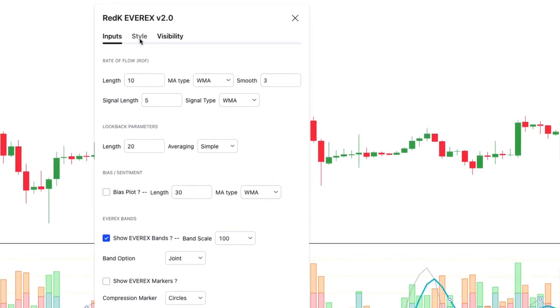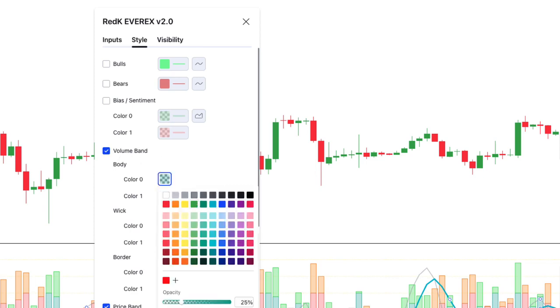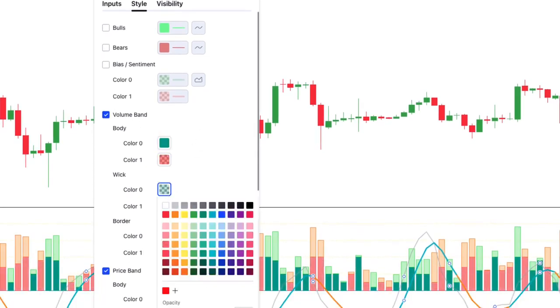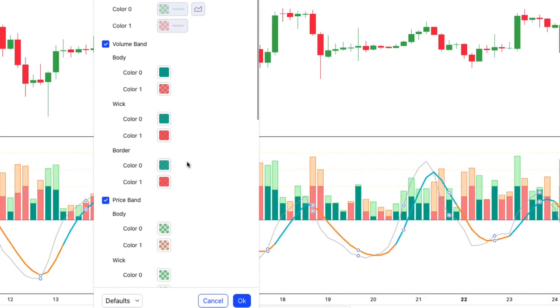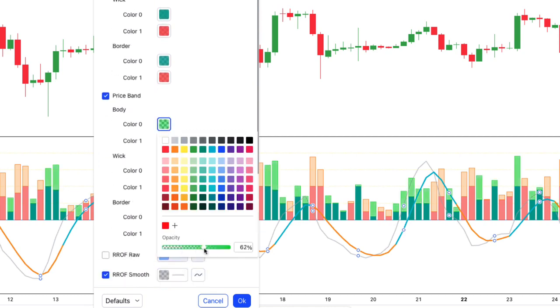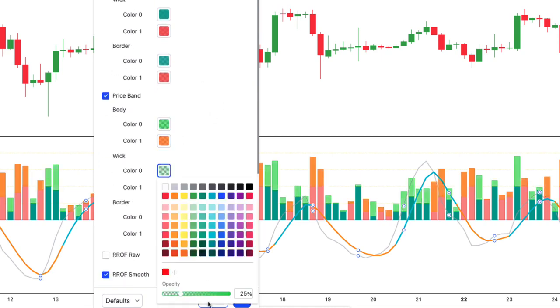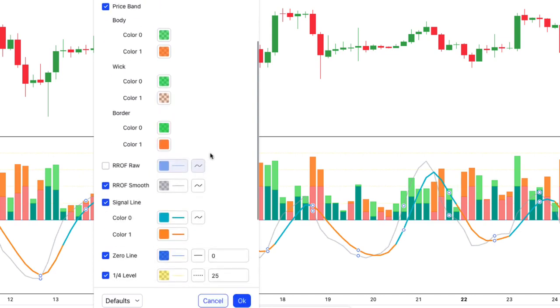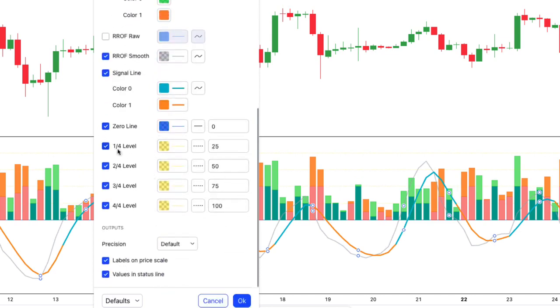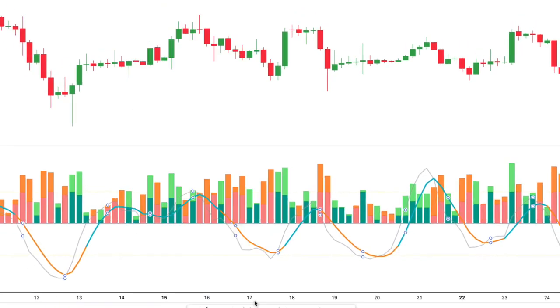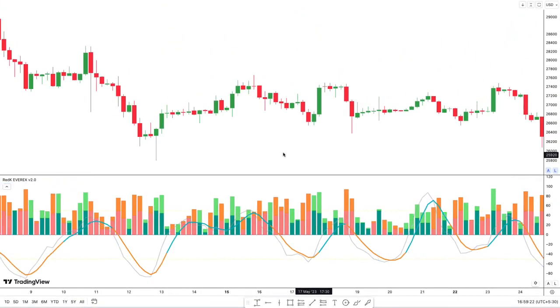Now head over to the style settings of the indicator. Here we will be increasing the opacity for the volume bars in order to make them easier to see. Once you have done that, we will be changing the color of the bullish price band to blue to also increase visibility. Finally, navigate to the style settings of the levels. We will be keeping two levels enabled. One of these levels will have a value of 50, and the other will have a value of -50. That was all that we needed to do. Now let's understand how we can read the indicator.